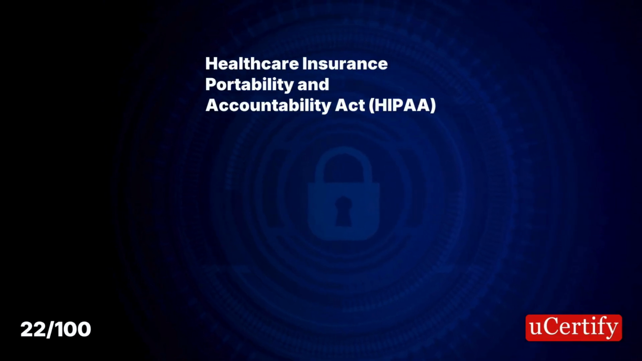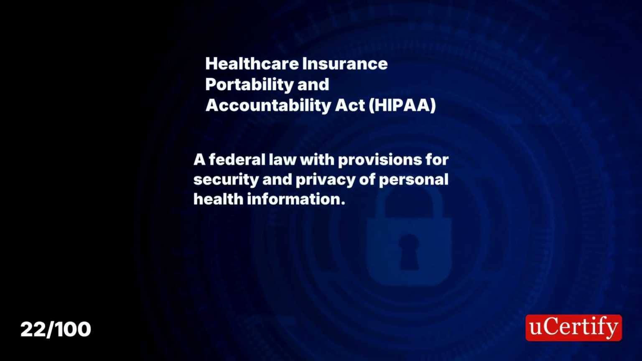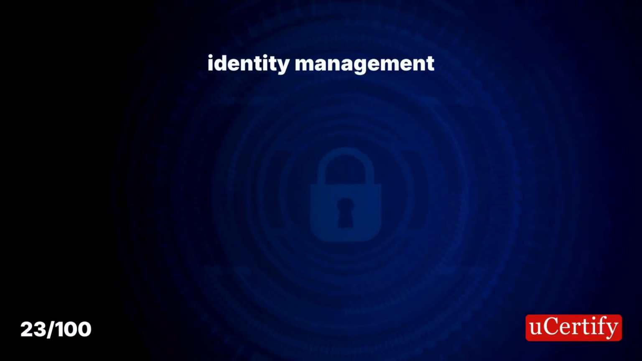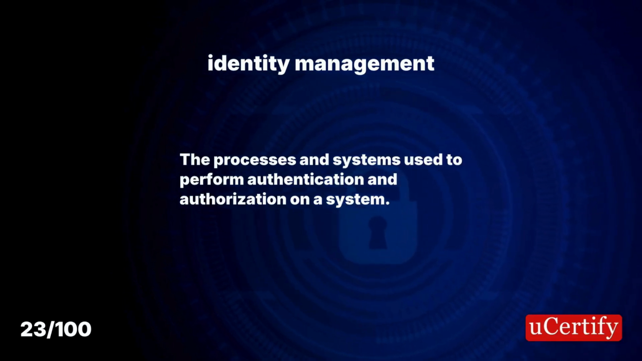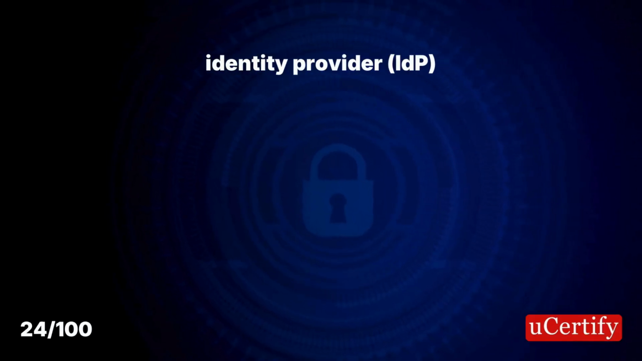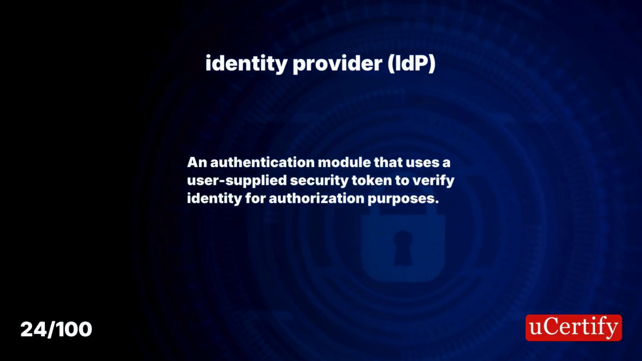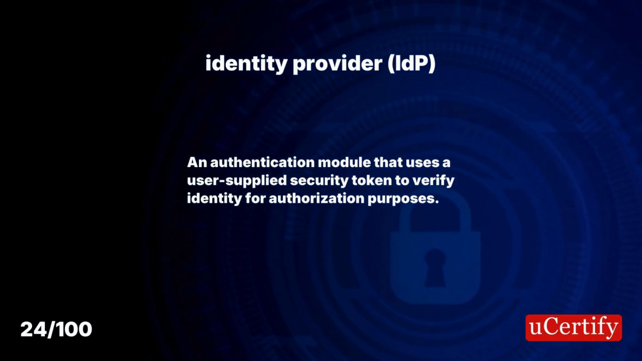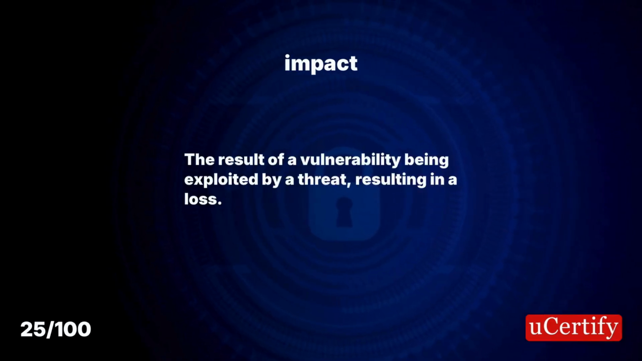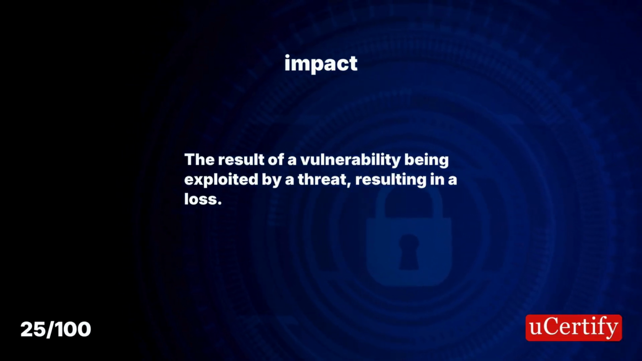Term: Healthcare Insurance Portability and Accountability Act, HIPAA. Definition: a federal law with provisions for security and privacy of personal health information. Term: identity management. Definition: the processes and systems used to perform authentication and authorization on a system. Term: identity provider, IDP. Definition: an authentication module that uses a user-supplied security token to verify identity for authorization purposes. Term: impact. Definition: the result of a vulnerability being exploited by a threat, resulting in a loss.